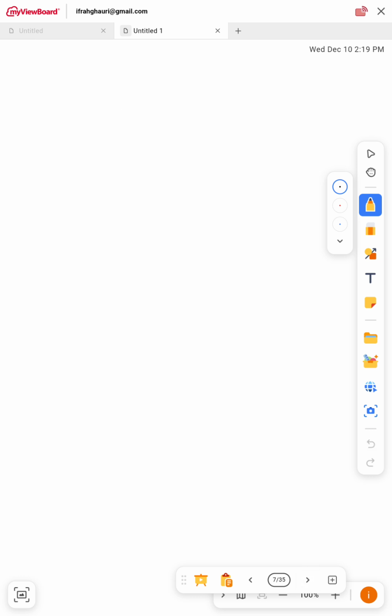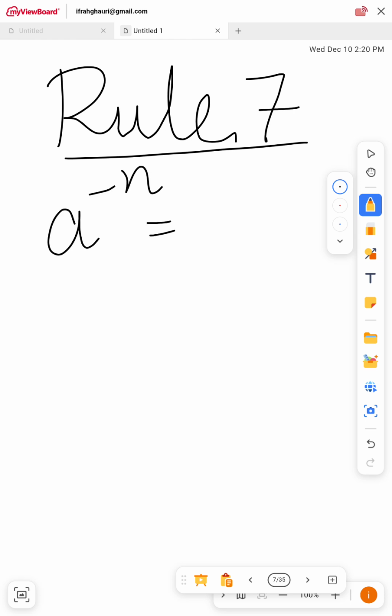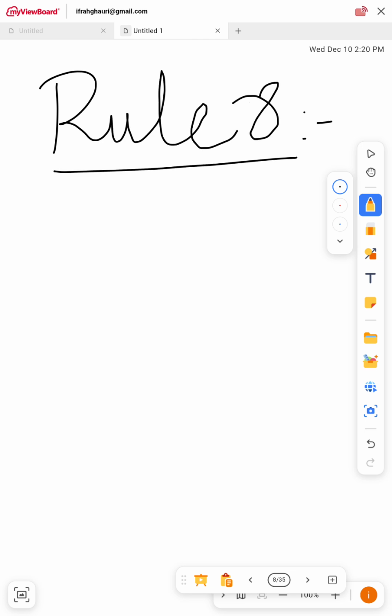Okay, now let's move on towards rule number 7. What does rule number 7 say? It says that a power minus n is equal to 1 over a power n. Okay, and let's move on towards rule number 8. What does rule number 8 say?